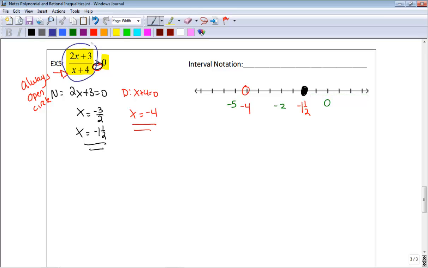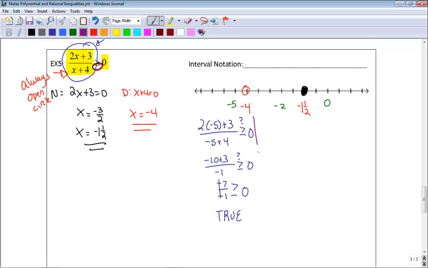Plug them back in to the original inequality here. Instead of x for the first one, I'm going to write negative 5. So 2 times negative 5 plus 3 over negative 5 plus 4, is this actually greater than or equal to 0? I put a question mark because I'm checking. Well, 2 times negative 5 is negative 10 plus 3 over negative 5 plus 4 is negative 1. Negative 10 plus 3 is negative 7 over negative 1. My two negatives cancel, and that leaves me with a positive 7. Is positive 7 greater than or equal to 0? Yes, that is a true statement.